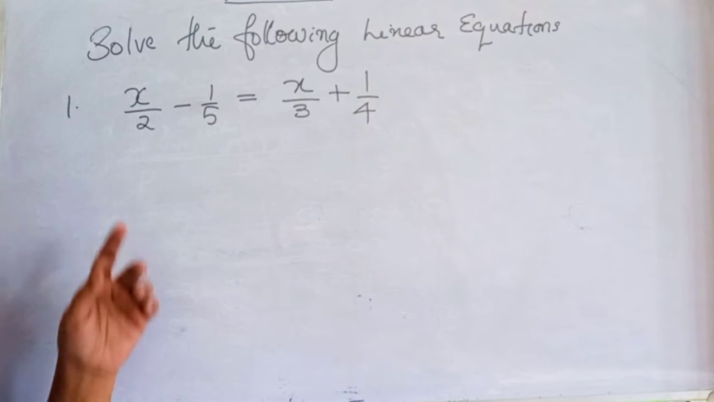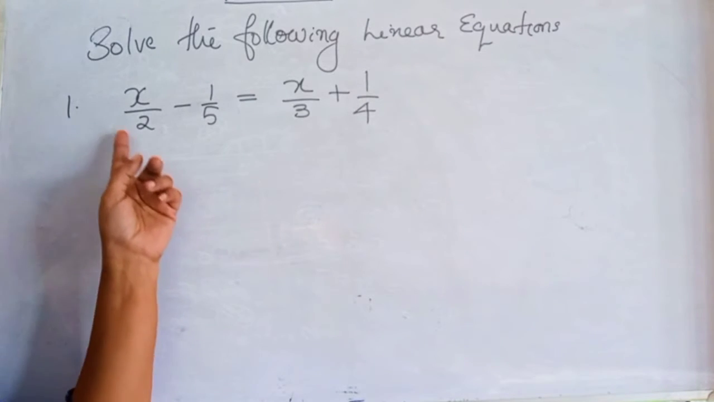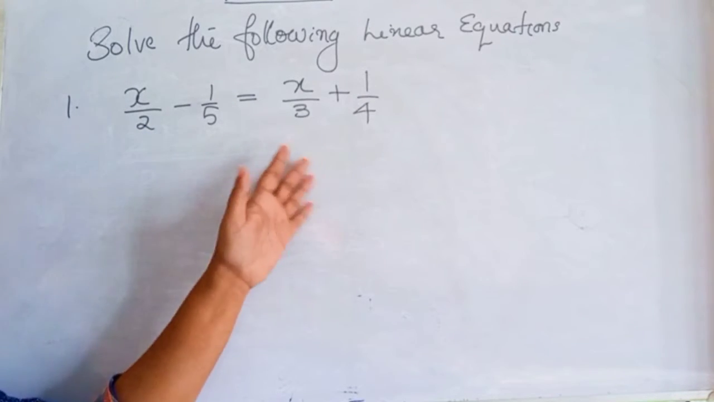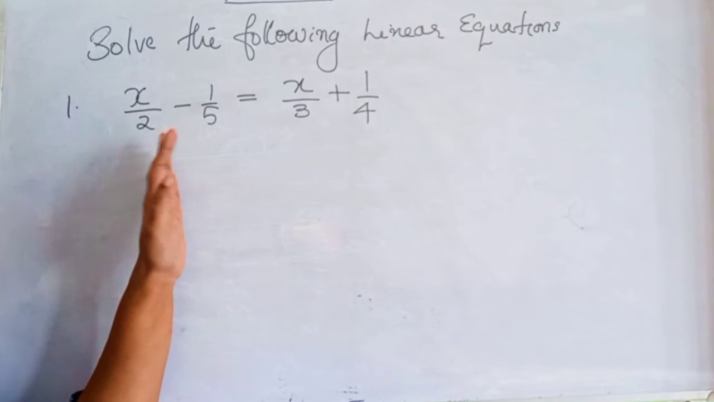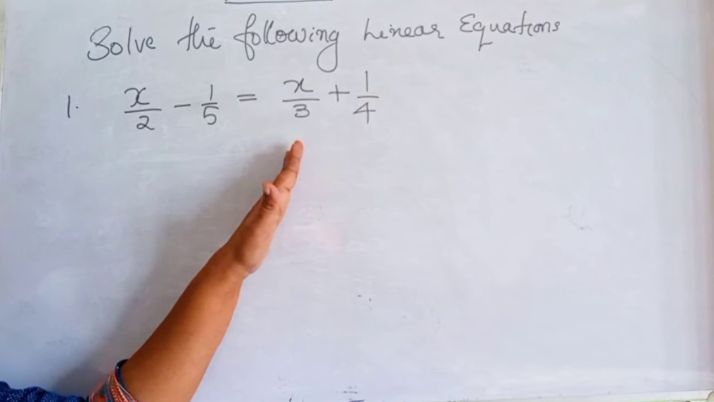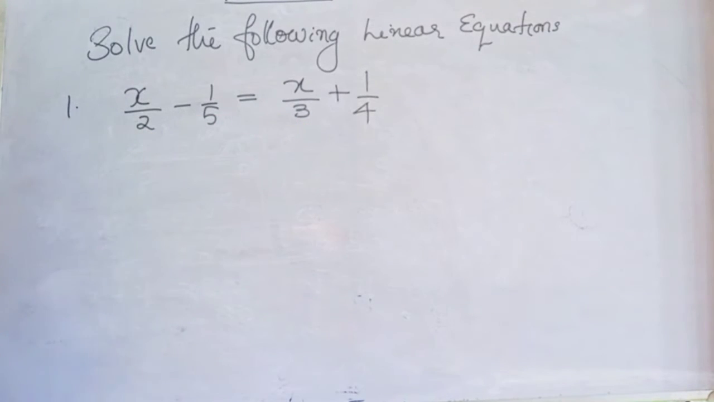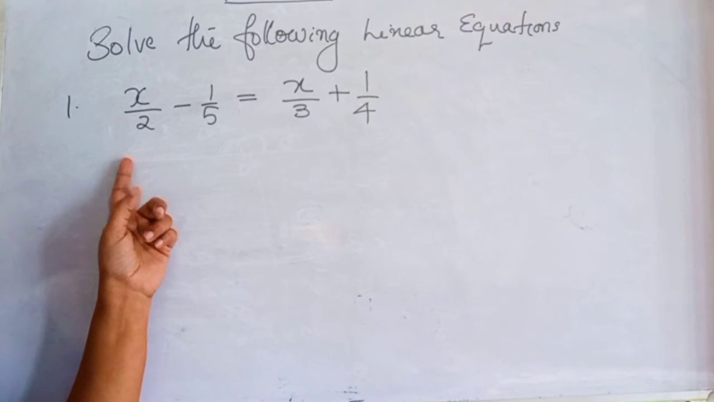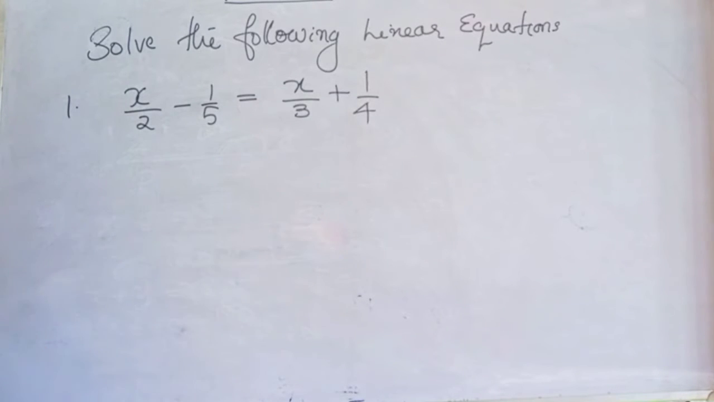Don't worry about this question. Since it is in fractional form, you don't worry about this. Just follow the rules, that is bring all the variables to the left hand side and take constants to the other side. That is the way we need to answer all linear equations.